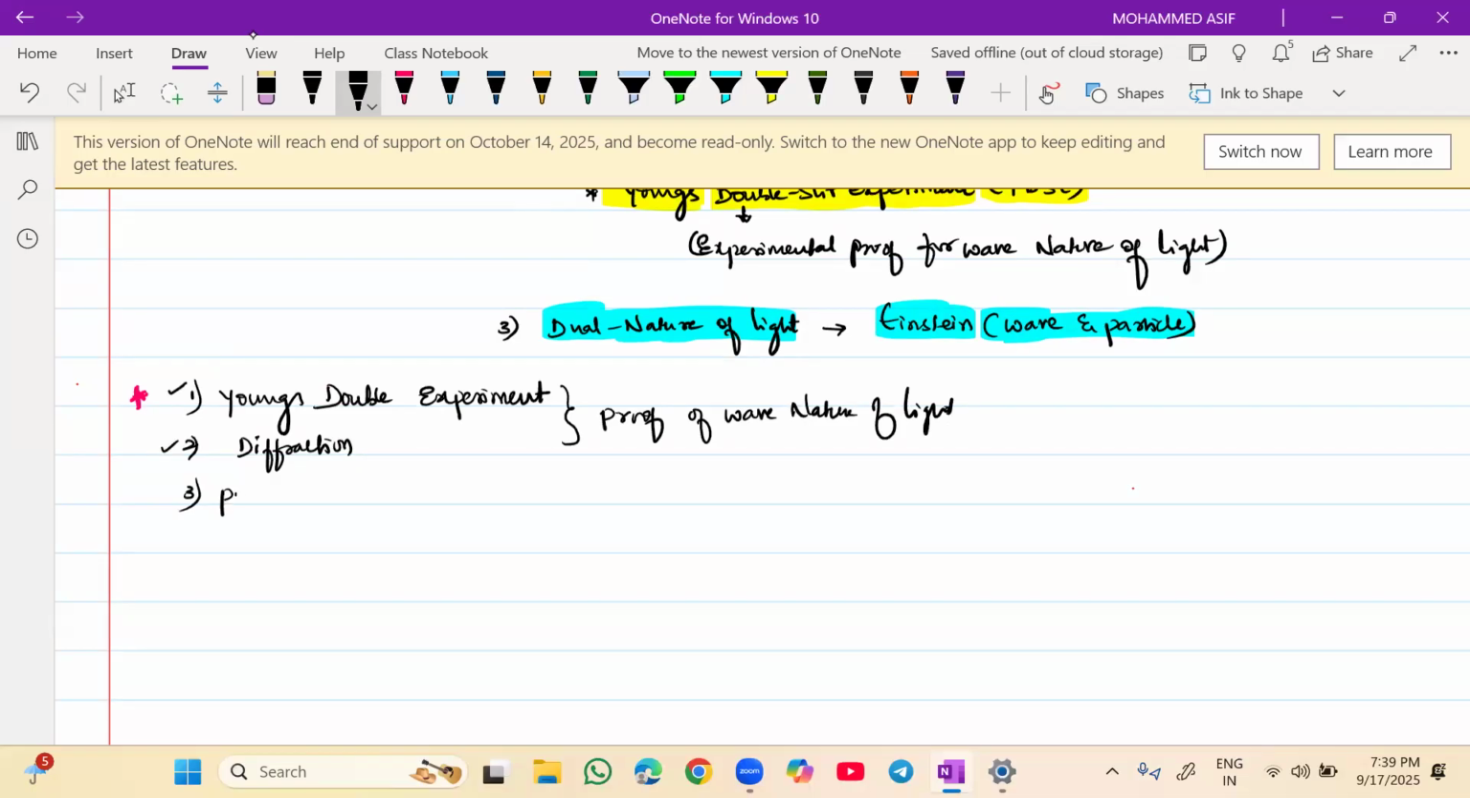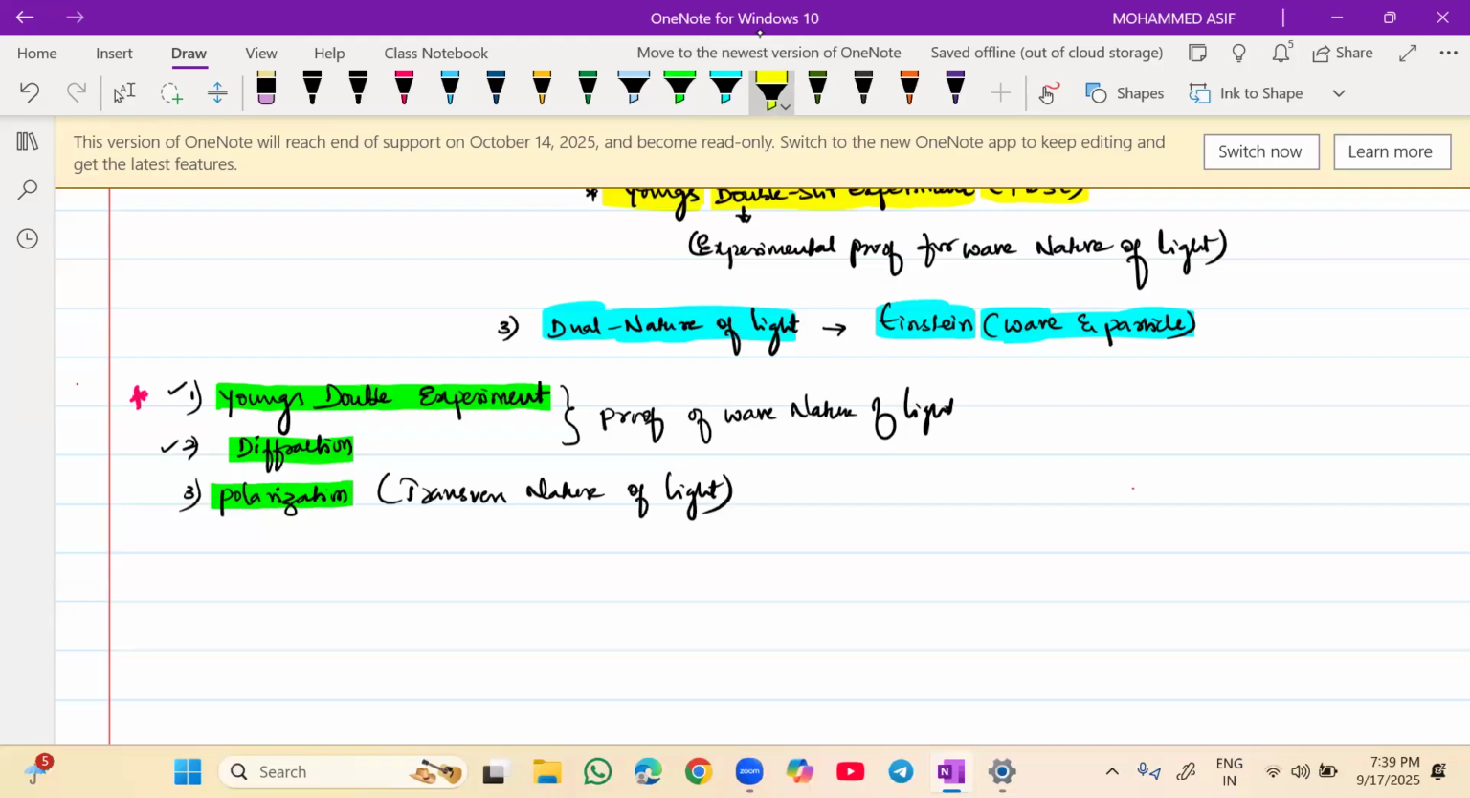The last topic of this chapter is polarization. Polarization explains the transverse nature of light. Am I clear, buddy? So the total blueprint of this chapter is first we'll be studying Young's double slit experiment, then diffraction, and third polarization. Polarization proves the transverse nature of light. Okay, whereas the wave nature of light is proved by Young's double slit experiment and diffraction.